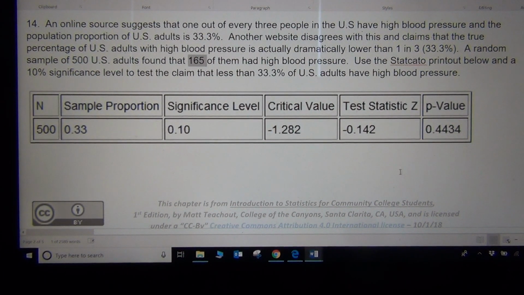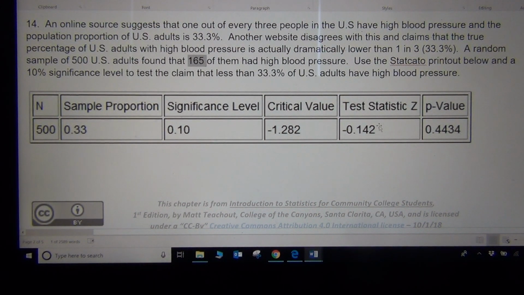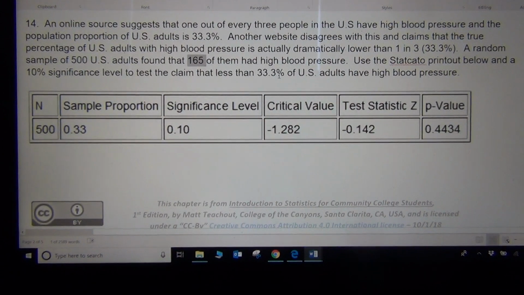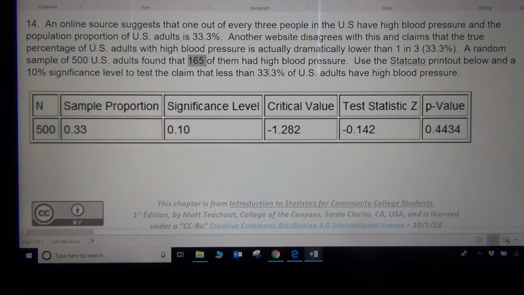What was our z-test statistic? Our z-test statistic was negative 0.142. That's very close to 0. So we are not in the left tail, right? We are not in the left tail. We are basically at negative 0.142, which is actually to the right of negative 1.282 on the number line. So we're not in the left tail. So this is telling us that this sample data does not significantly disagree with the null hypothesis. Right? Our test statistic did not fall in the left tail.